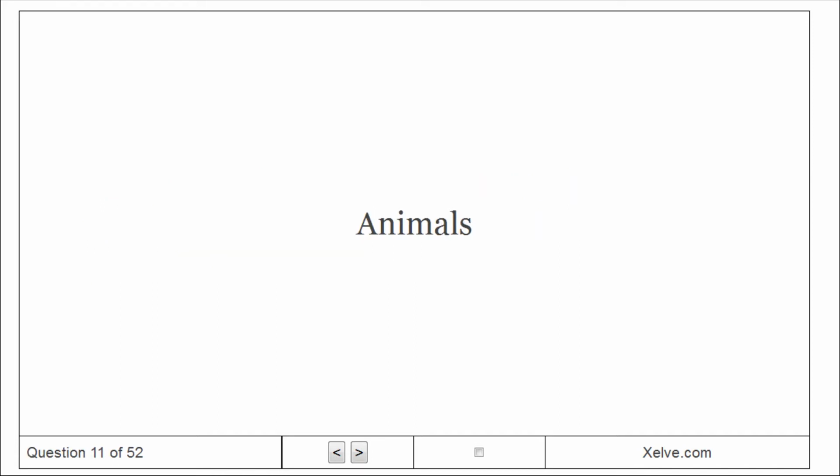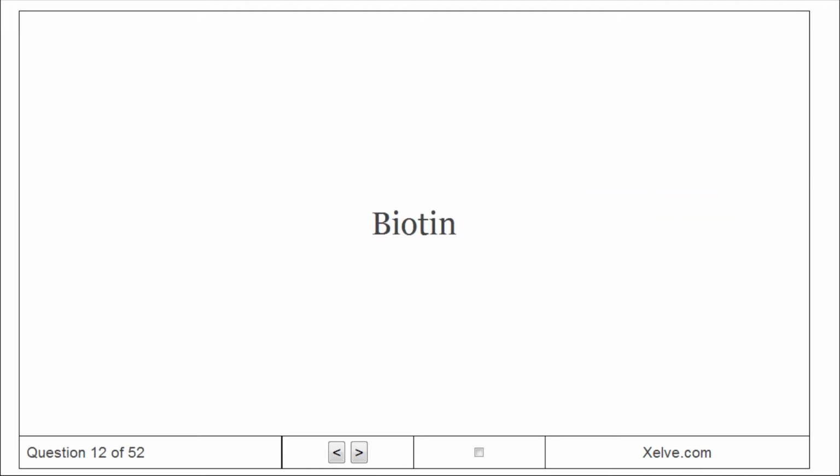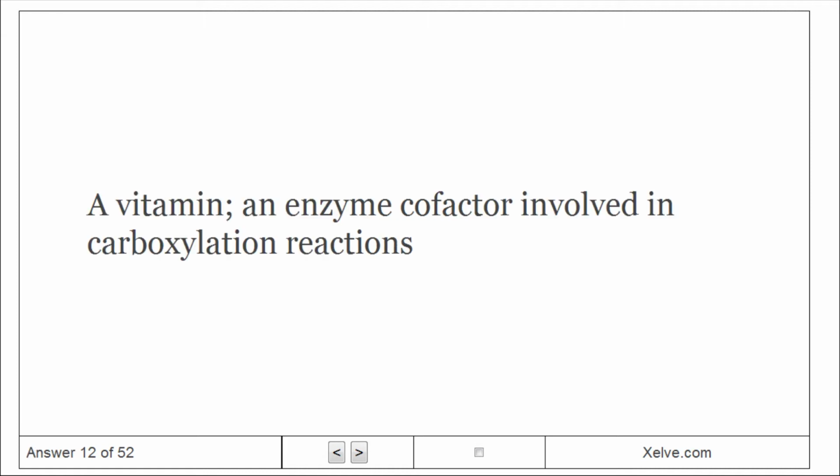Animals cannot convert acetyl-CoA derived from fatty acids into glucose. Plants and microorganisms can. Biotin, a vitamin, an enzyme cofactor involved in carboxylation reactions.